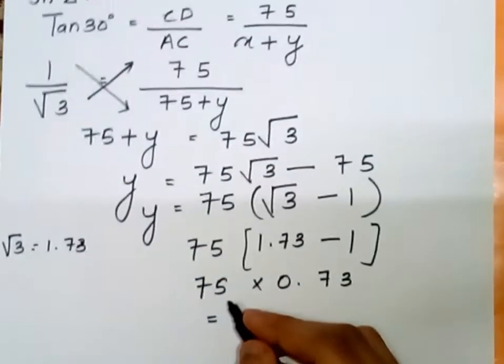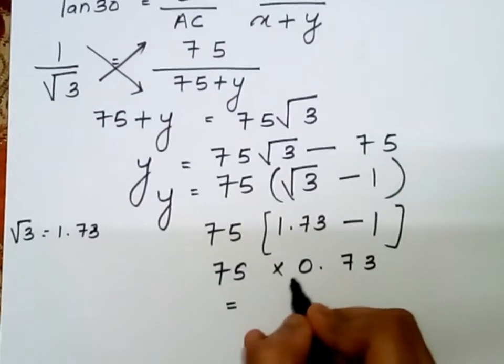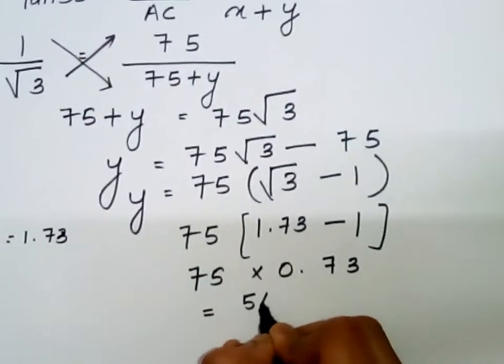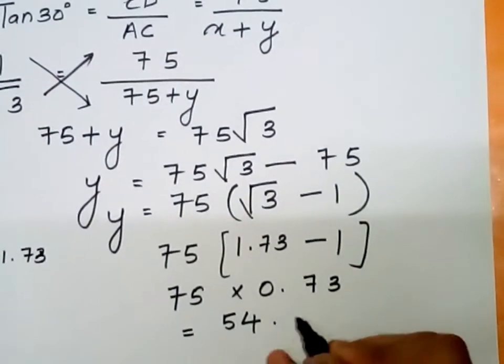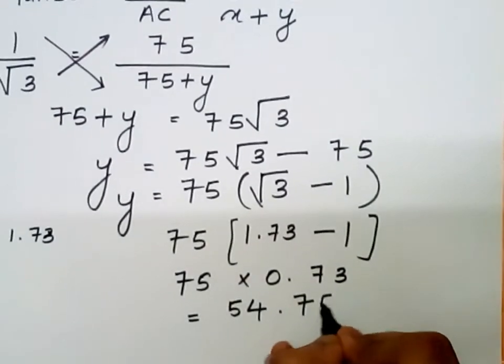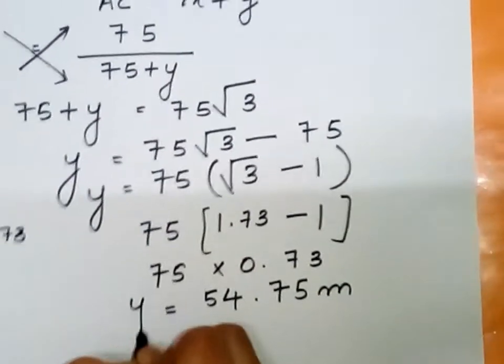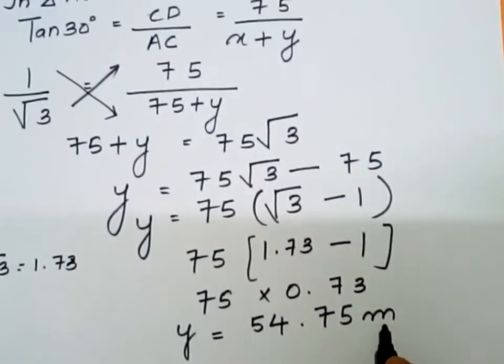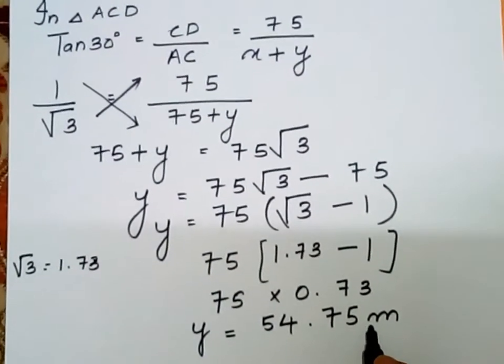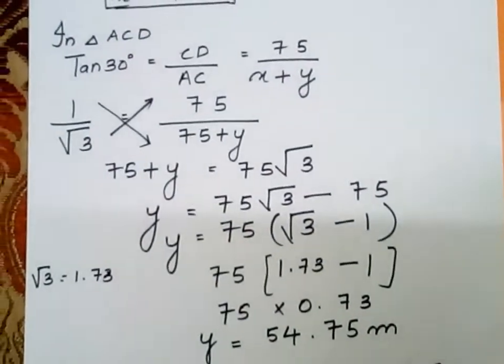0.73 into 75 is 54.75 meters. So Y we got as 54.75 meter, and this is the distance between the two ships.